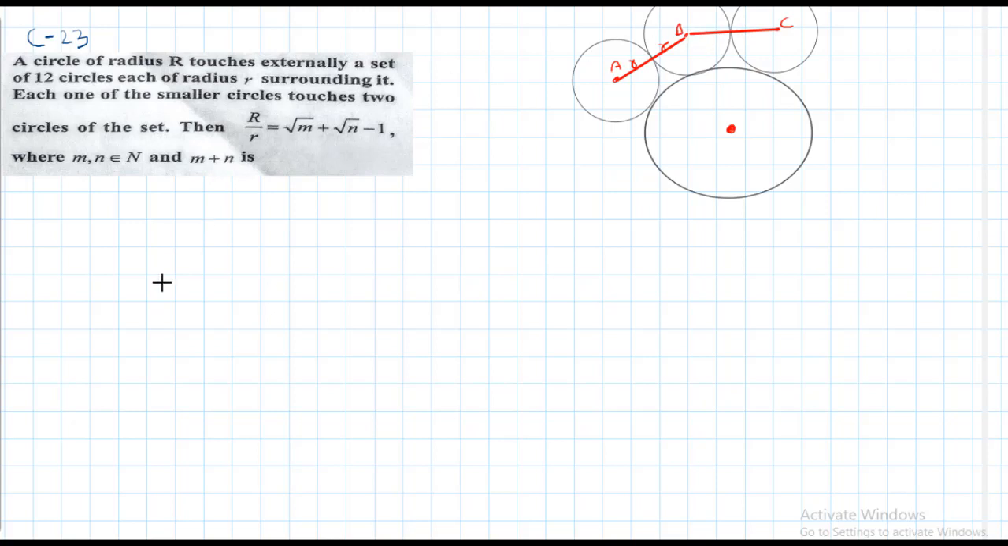Okay, so do one thing. Join A and the center of the bigger circle, and B and the center of the bigger circle. We get a triangle, where this is capital R and this is small r. We get an isosceles triangle whose sides are capital R plus small r, capital R plus small r, and small r plus small r. In such a way we will get 12 such triangles, because there are 12 circles around the circle, no?